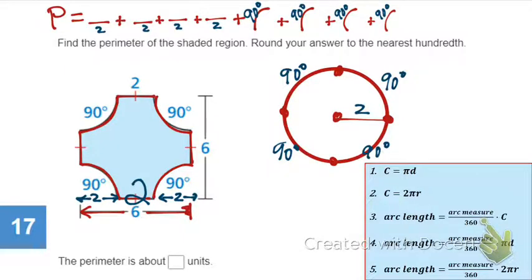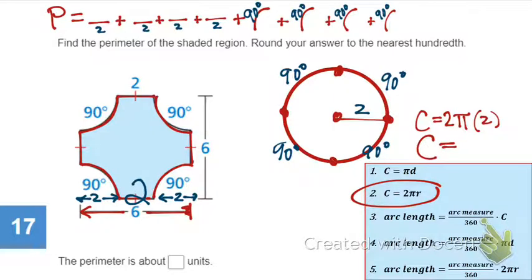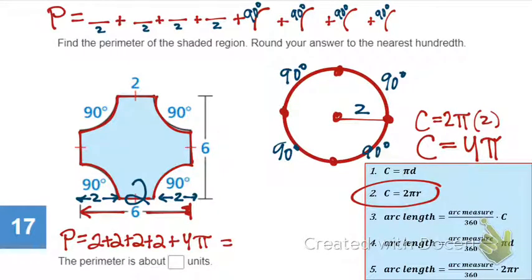So since we know the radius, I'm going to use formula number 2. So our circumference equals 2 times pi times 2. So our circumference is 4 pi, and that would be the exact circumference. And so now if we take that 4 pi and add it to our original 4 line segments, our perimeter will look like this. And so that will give us 8 plus 4 pi.